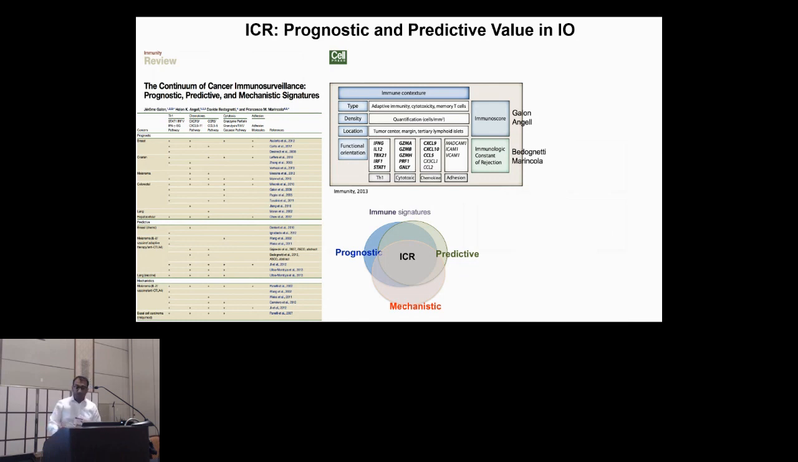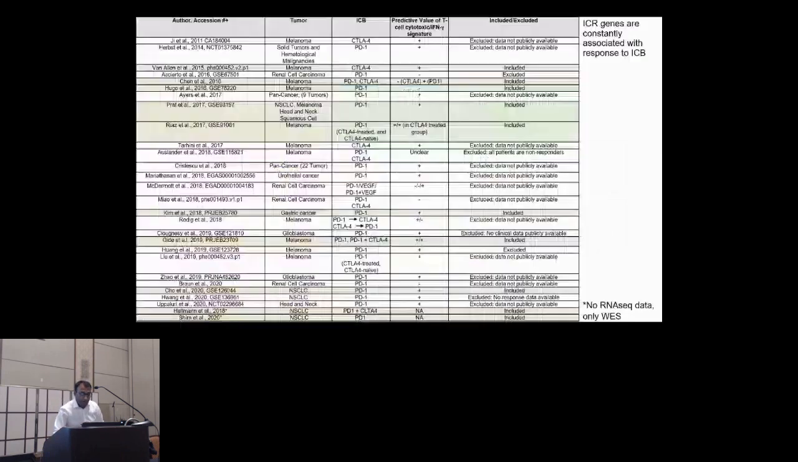This is pre-2013, but post-2013 we also collected many different data sets and observed that several of the ICR genes are part of the solutions that are available. We analyzed several of these data sets, which are highlighted in green, and ICR genes are consistently associated with response to ICB.